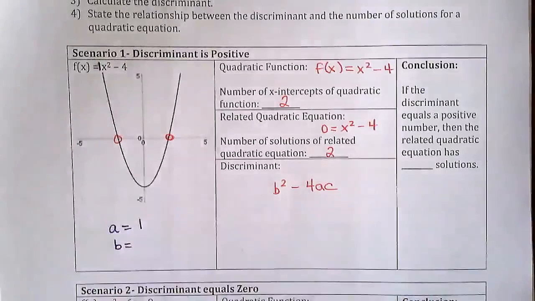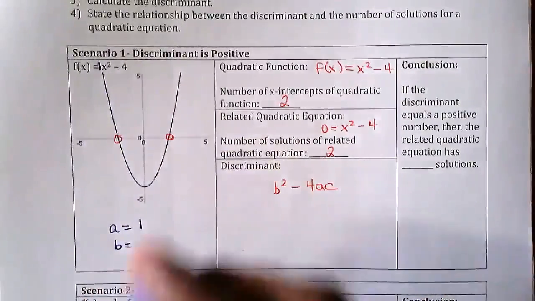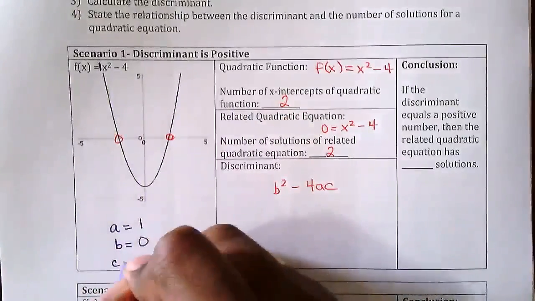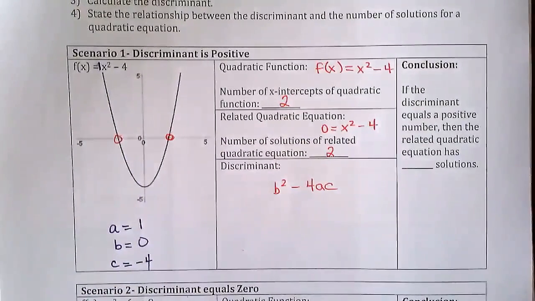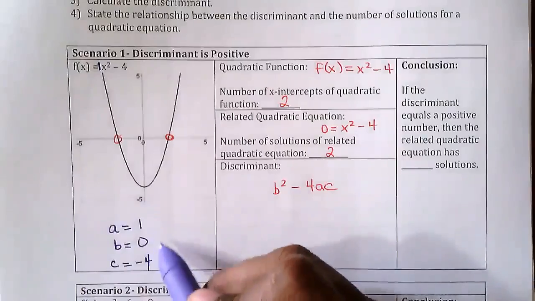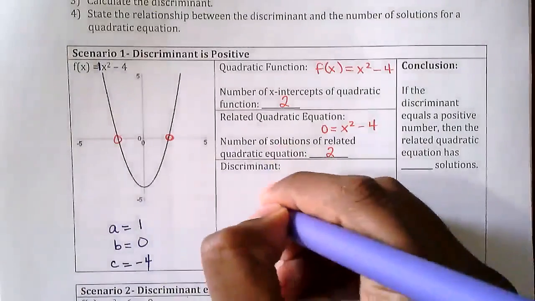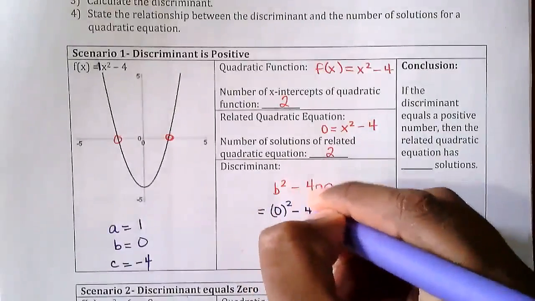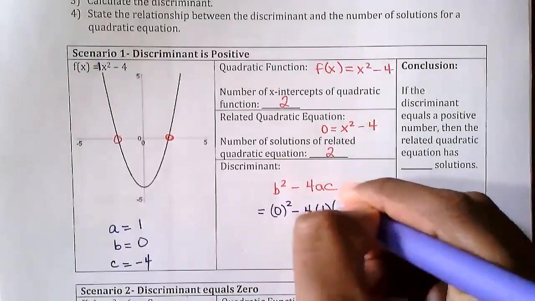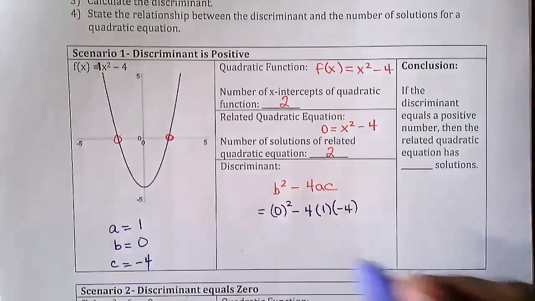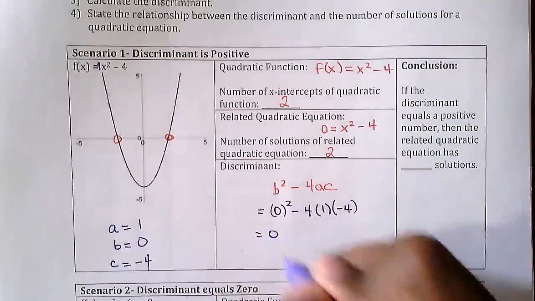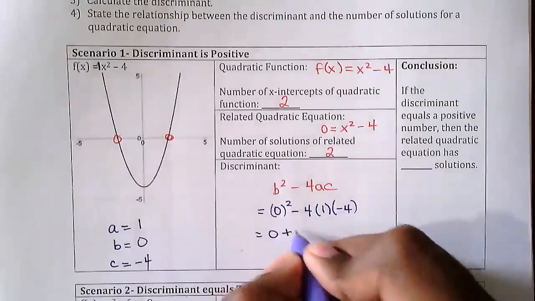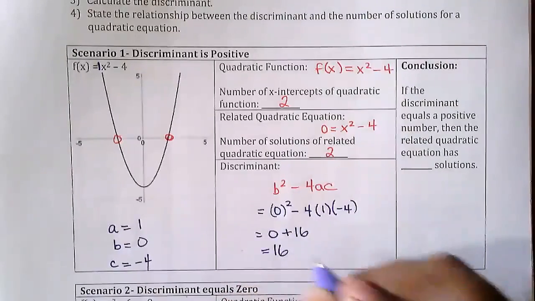B is the value attached to the x. There is no x here, so it's 0. And then c is the lone value, or the constant, so -4. So now that we have our a, b, and c values, we can plug it in. So b squared is just 0 squared minus 4. A is a 1, c is a -4. So 0 squared is just 0. And -4 times 1 times -4 is positive 16, giving us 16.